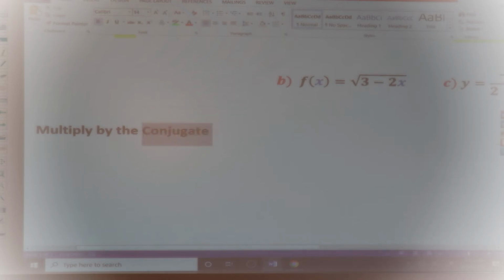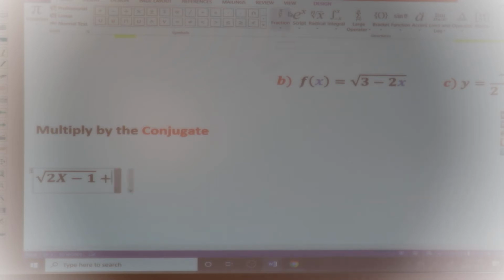Conjugate. Look here. I'm going to give you a quick example. Look here. For the conjugate, 3 square root of 2x minus 1 plus 5. What is the conjugate? This is the function.